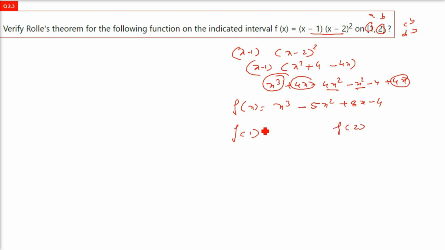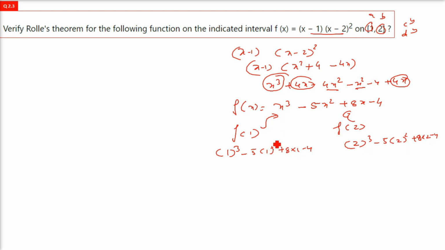We are going to find out the value of this function at 1 and 2. When we insert 1 in place of x, and when we insert 2 in place of x, the first function will give you a certain value. The second function, when we put 2, that is 2 cube minus 5 into 2 square plus 8 into 2 minus 4, is going to give you another number.